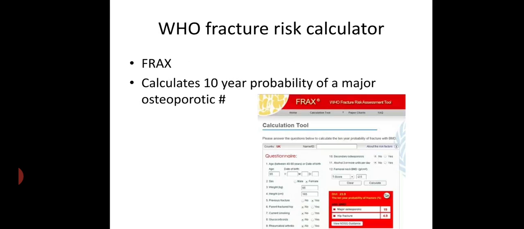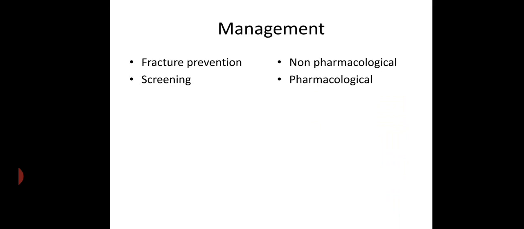Then the next important one is the WHO fracture risk calculator. That is called FRAX, and it calculates the 10-year probability of a major osteoporotic fracture. Next, management. Management for fracture prevention and screening includes non-pharmacological and pharmacological management.